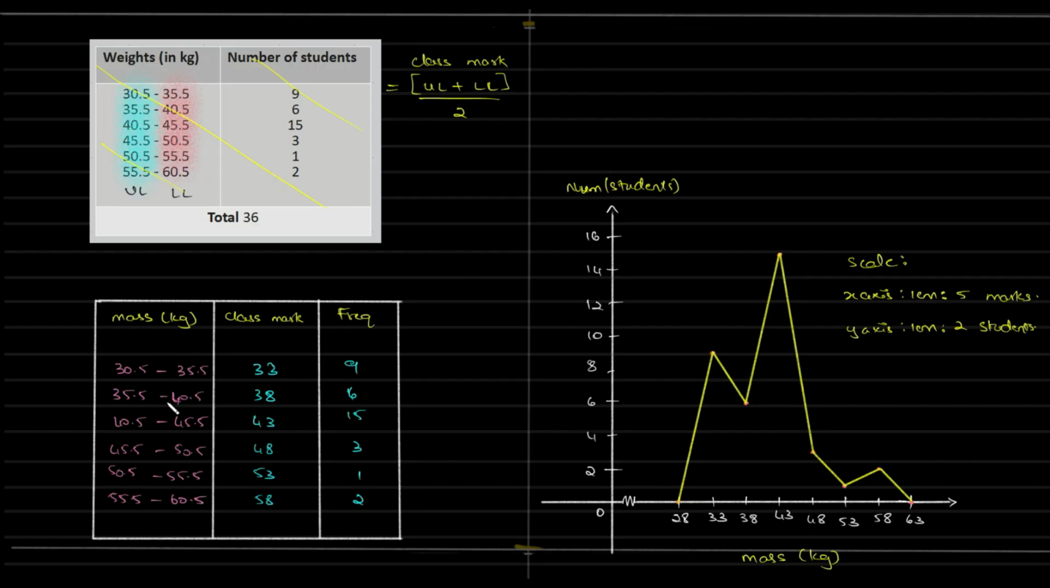Remember that if the class size is equal, you just keep adding the class size to get the next class mark. And you should start with a class mark which is one less and one more. Okay, so you need to remember this.